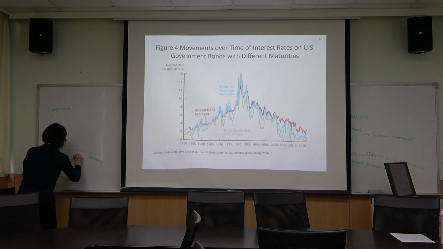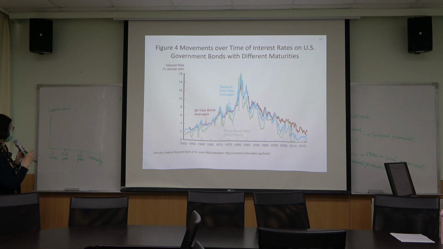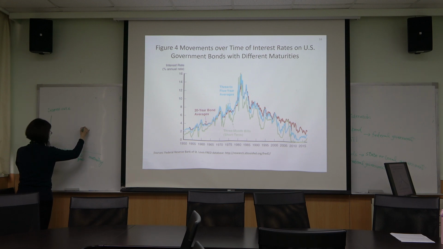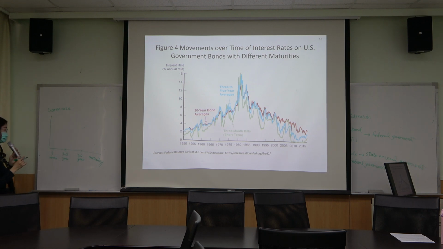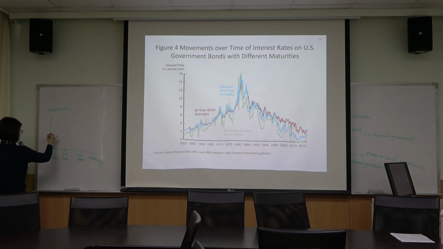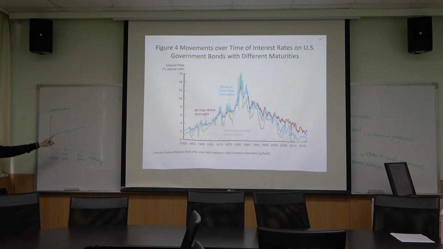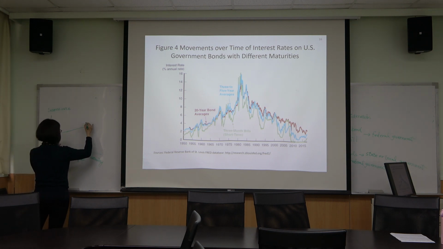So that's 20 years, 3 to 5 year, and 3 months. After the 1980s, the 20-year bond has the highest interest rate, and then 3 to 5 year, the lowest is 3 months. And then we connect these points. That's the yield curve. So it is upward sloping.